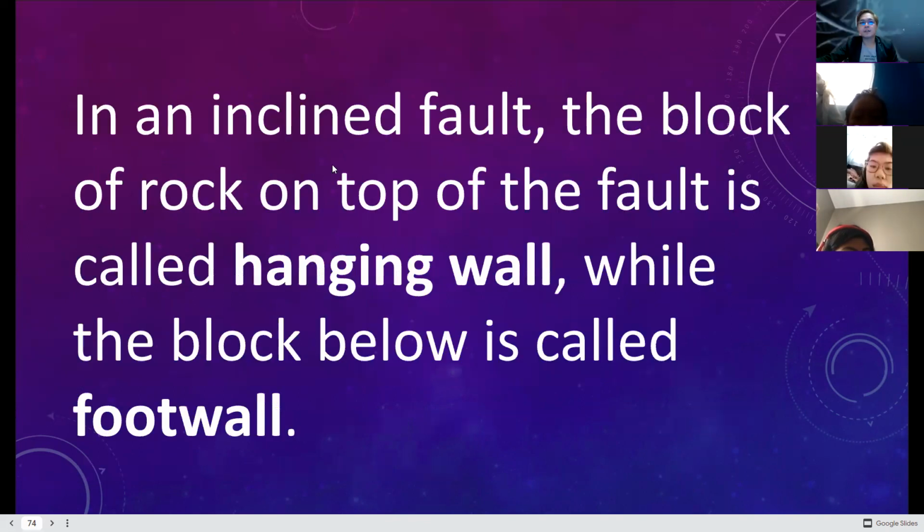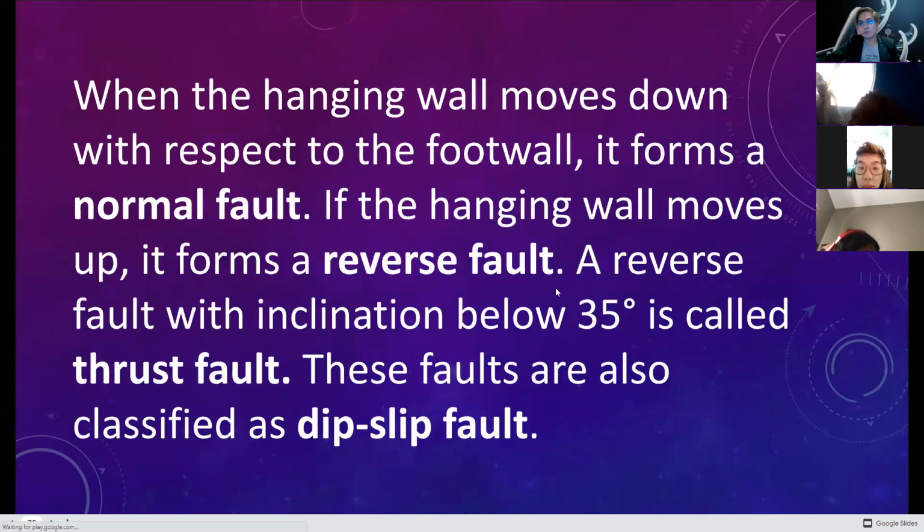Okay. In an inclined fault, the block of rocks on top of the fault is called the hanging wall, while the block below is called the footwall. If it is on top, it is considered the hanging wall, right? If it is below, it is considered the footwall.